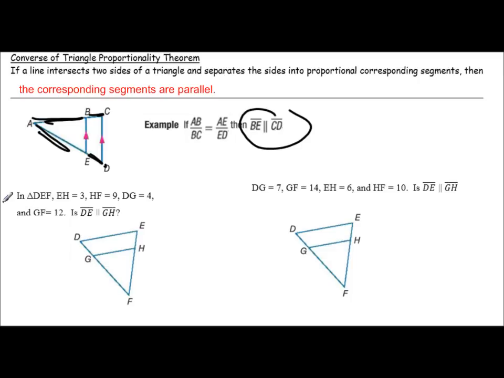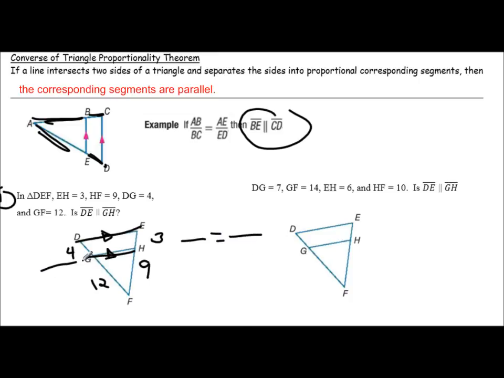So in this first example here, it's saying in triangle DEF, we have EH equal to 3, HF equal to 9, DG equal to 4, and GF is 12. So this time they give us all the missing information. Our goal is to determine if DE here is parallel to GH. So remember, if these are parallel, then their side lengths will be proportionate. So first we set up our proportion.